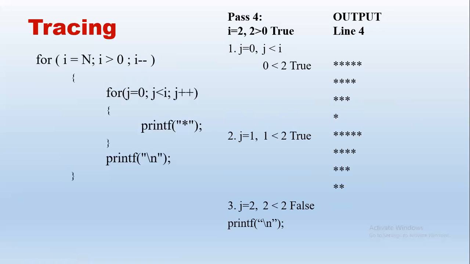Then j becomes 2. 2 less than 2, the condition is false. So we stop this execution of the inner loop, and then we have a \n. The cursor comes to the fifth line. So now i has to be decremented. 2 minus 1, i becomes 1.